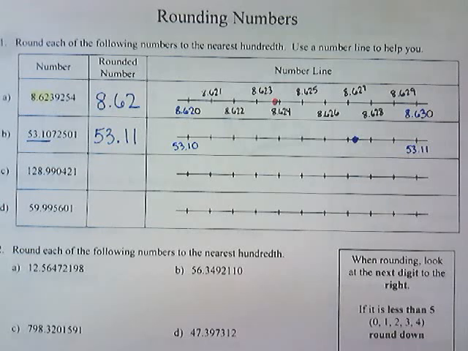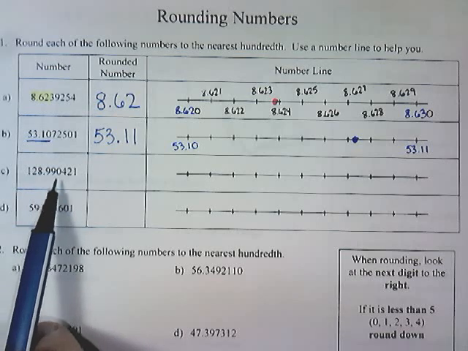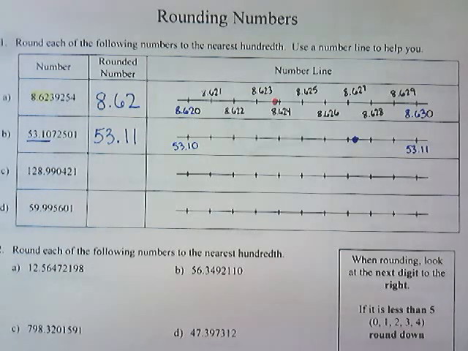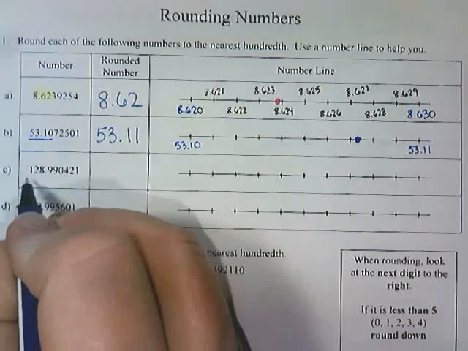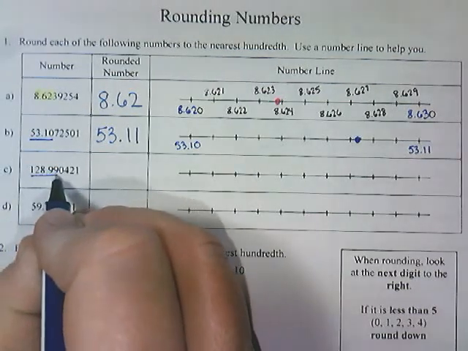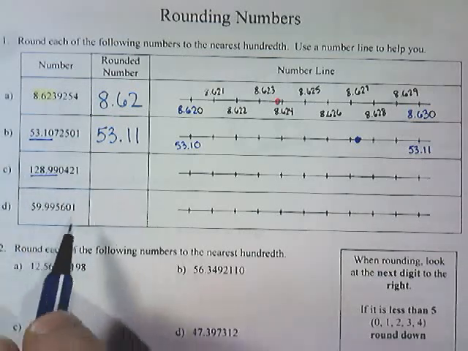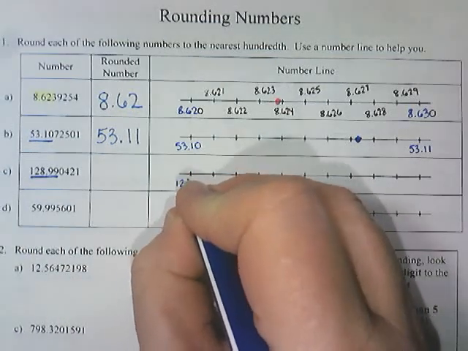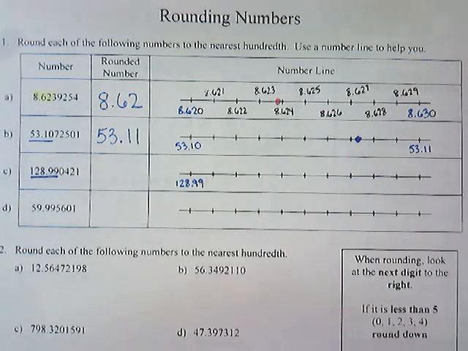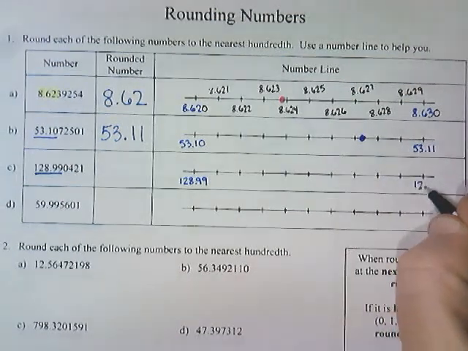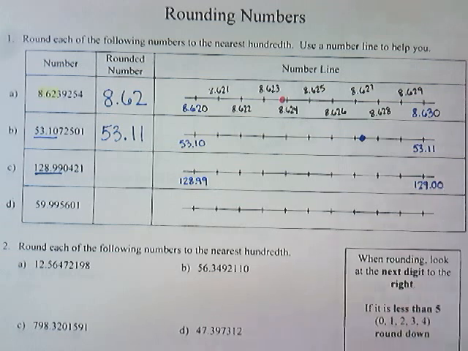All right, we're going to try the next one. I have 128.990421. So same thing, we're trying to round to the nearest hundredth. So that is 2 numbers after the decimal place. That would be 128.99. So I'm going to put that on this end. And then if I were to round that up, what comes after 128.99? That would be 129.00. That would be the next number up.